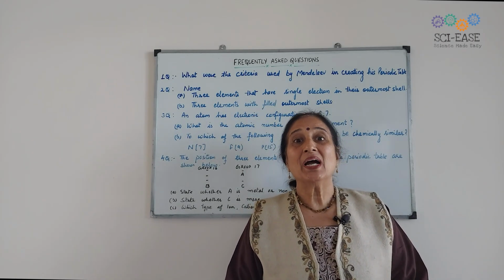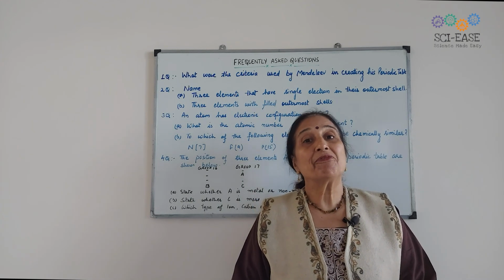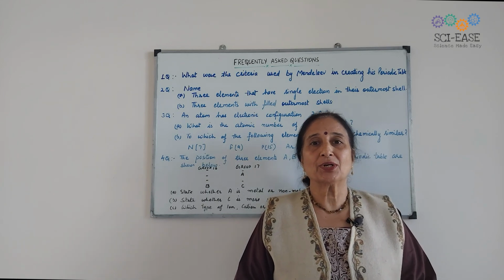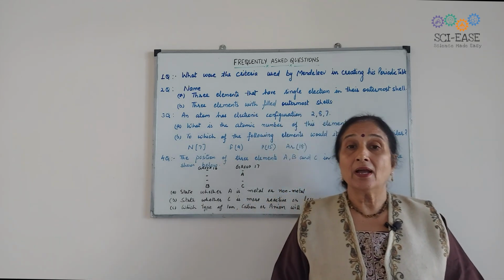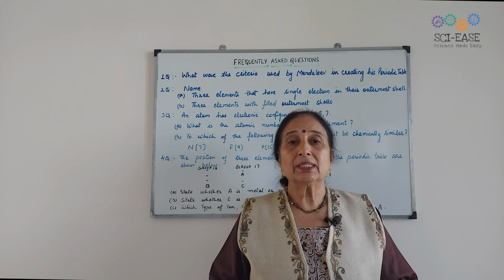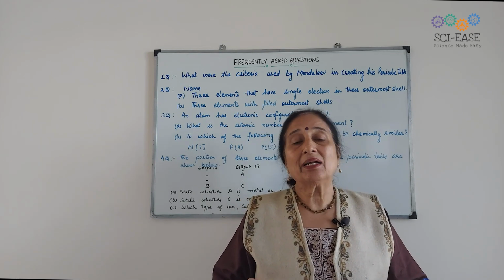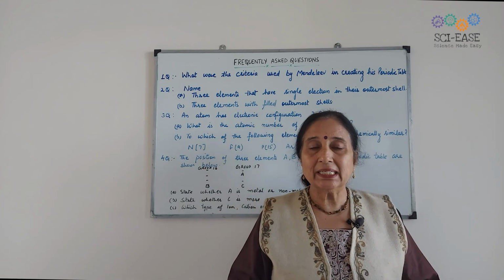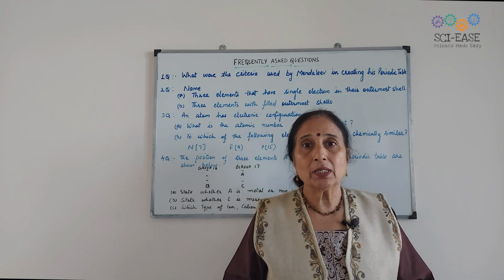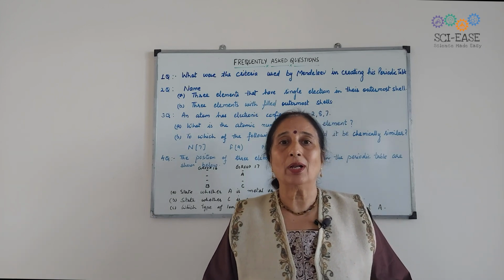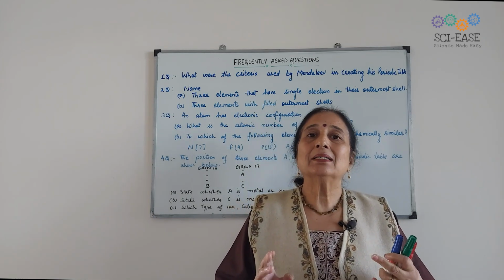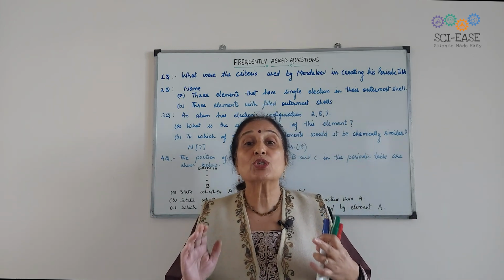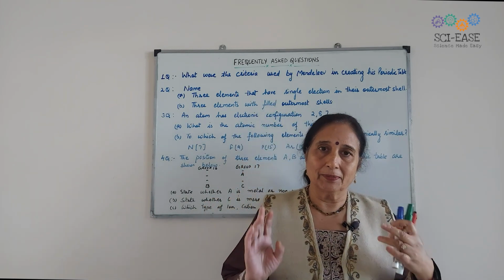In this video, I am going to discuss frequently asked questions from the chapter Periodic Classification of Elements. First of all, I will tell you some definitions that may be asked from this chapter, like what is a period, what is a group. Groups are the vertical columns in the periodic table. And what is a period? Periods are the horizontal rows in the periodic table.